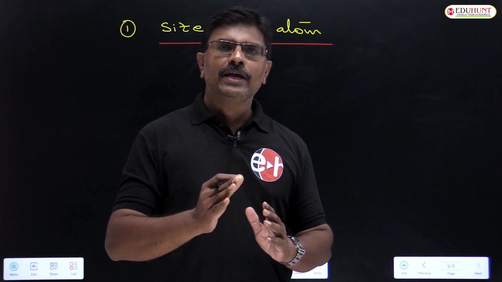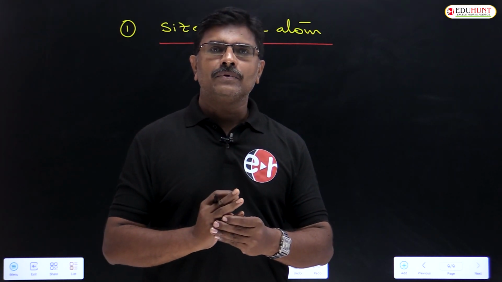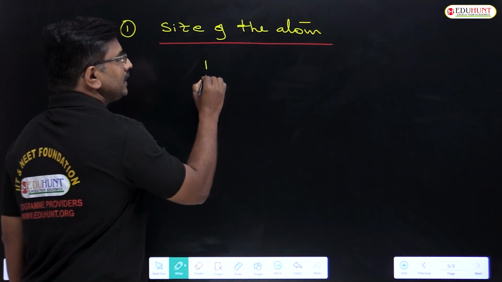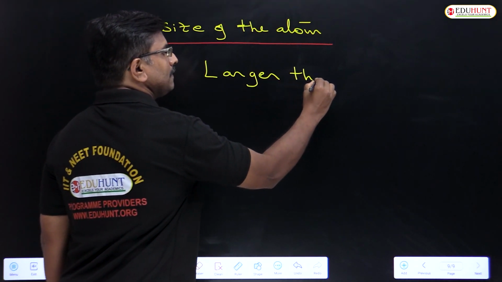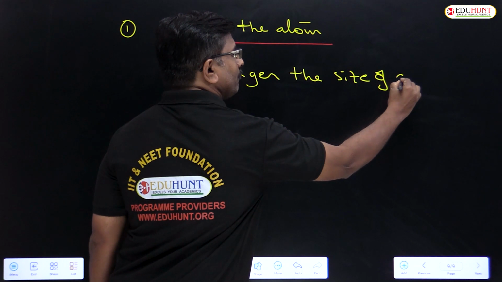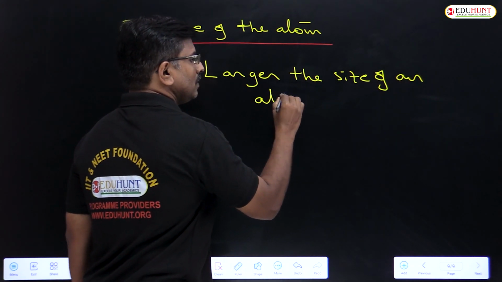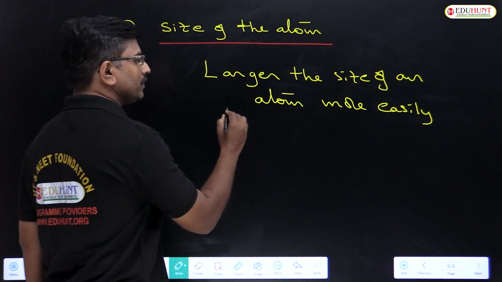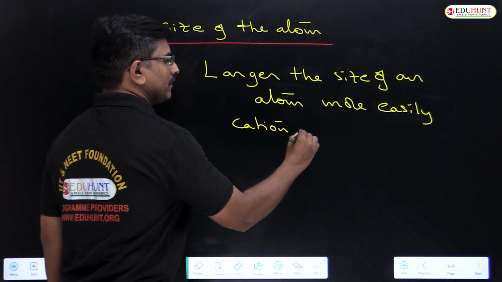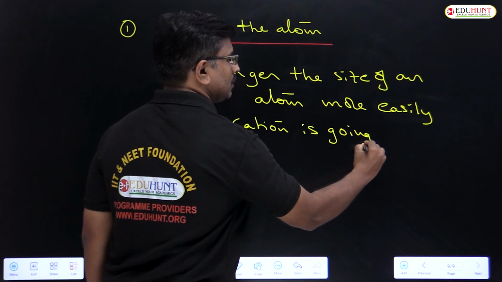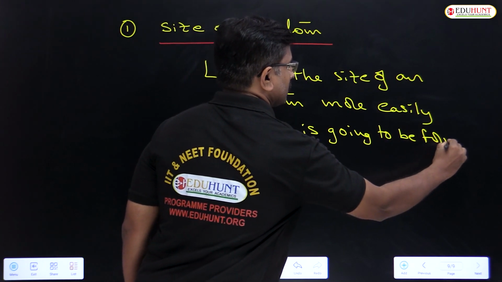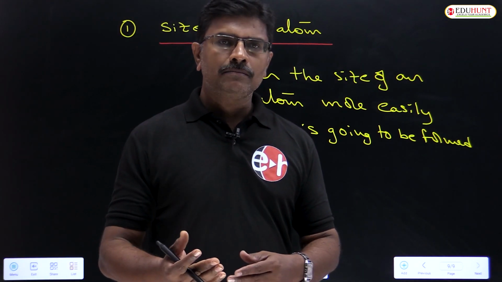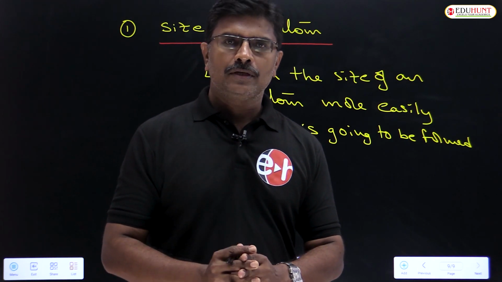So simply what we can say, larger the size of an atom, more easily the cation is going to be formed. Please observe, this is our first condition. Larger the size of the atom, more easily the cation is going to be formed, right?